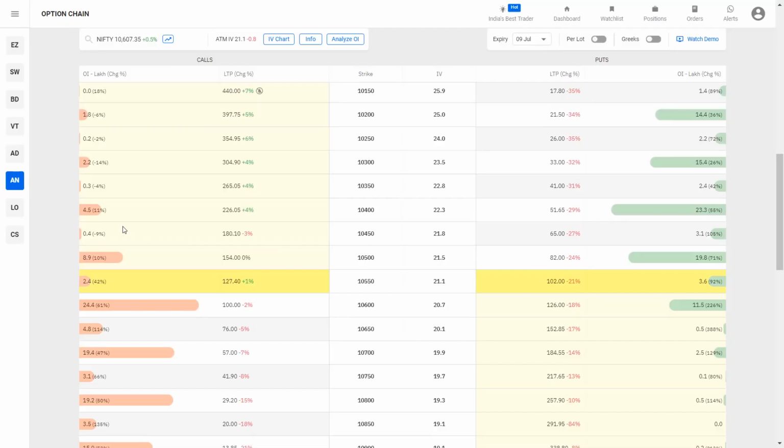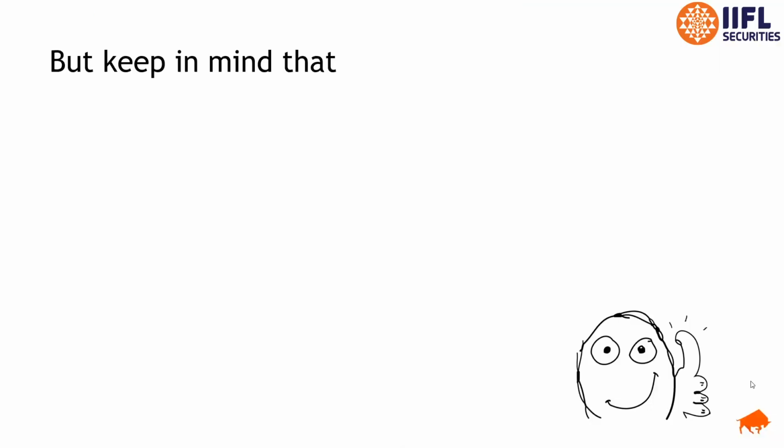So the basic anatomy of the option chain is that all the strikes are listed here. All the calls are listed on the left side in orange. All the puts are listed on the right side in green. We show the change in OI in brackets and the absolute OI outside, and all of this is in lakh quantities, the OI.